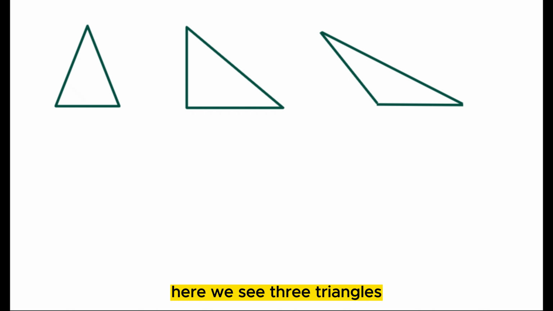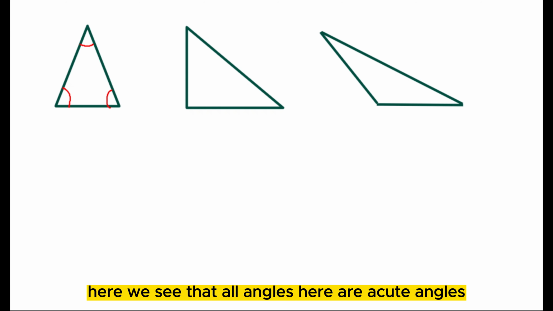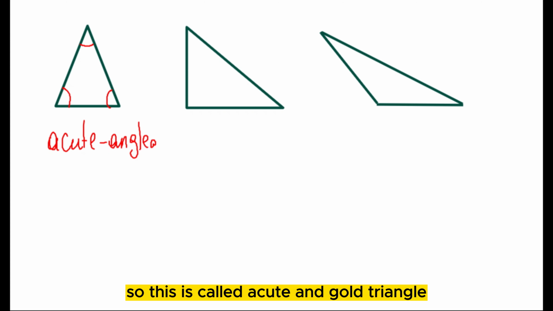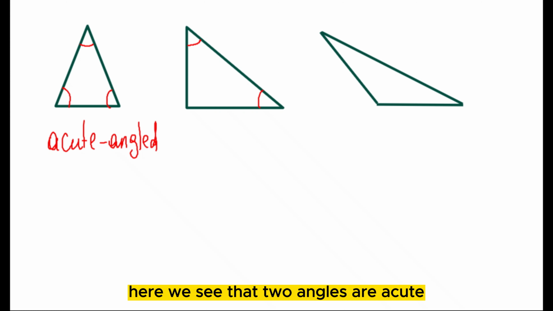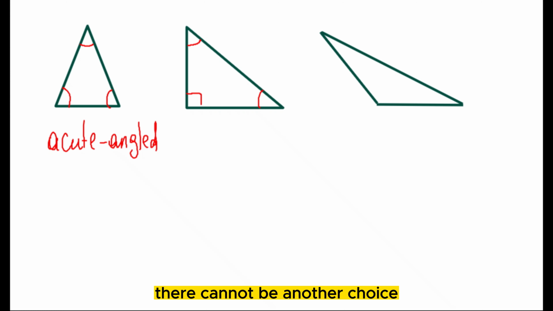Here we see three triangles. Let us investigate their angles. Here we see that all angles are acute angles. So this is called an acute angled triangle. Here we see that two angles are acute. We have already discussed it. There cannot be another choice.